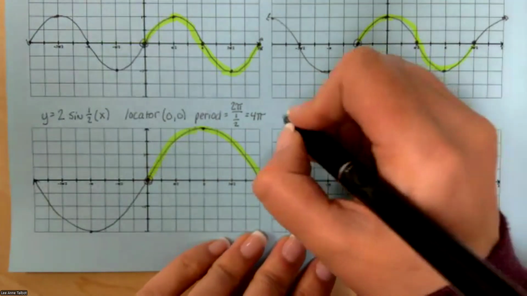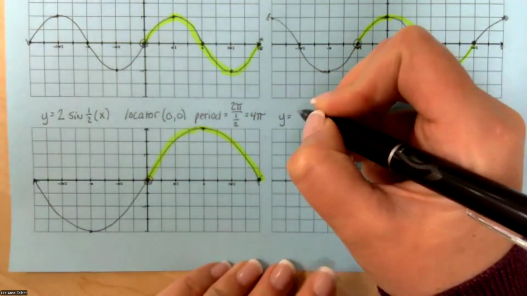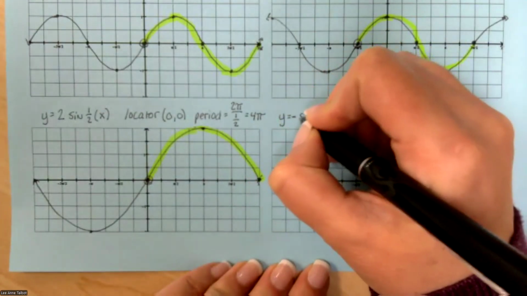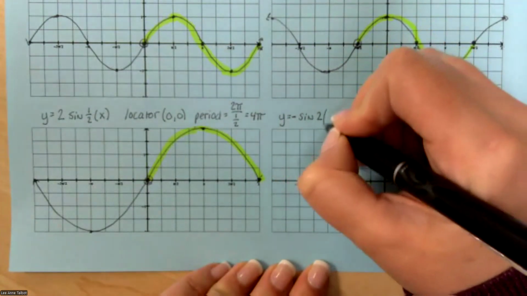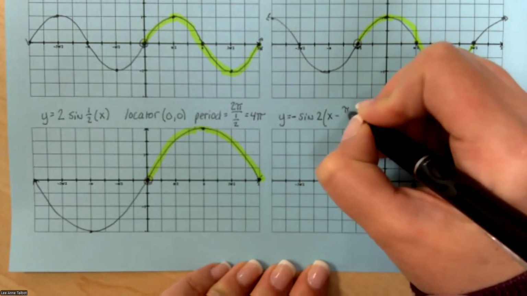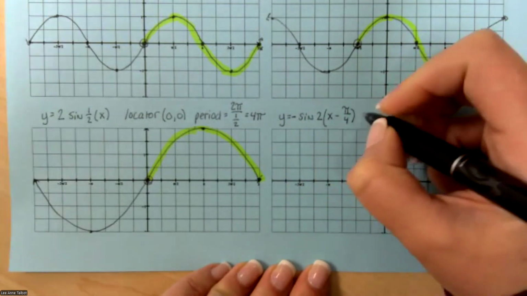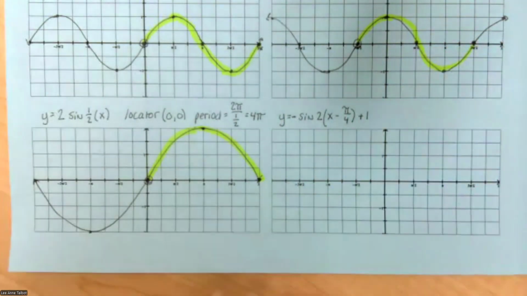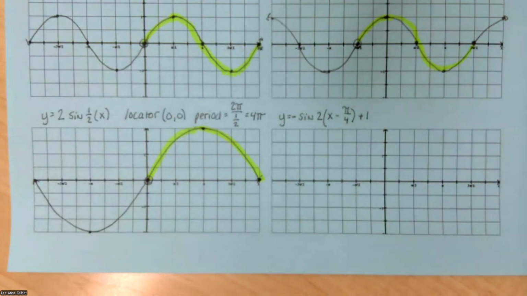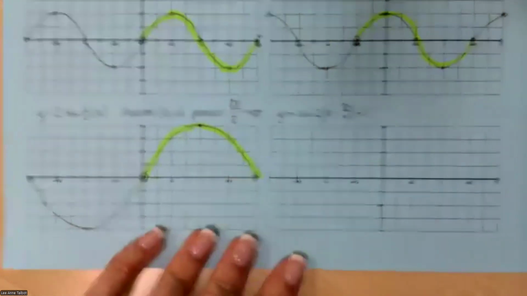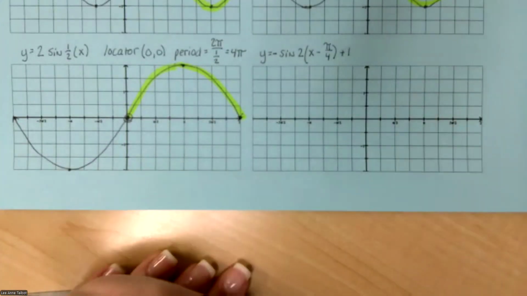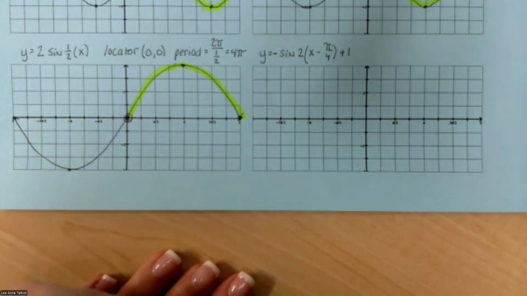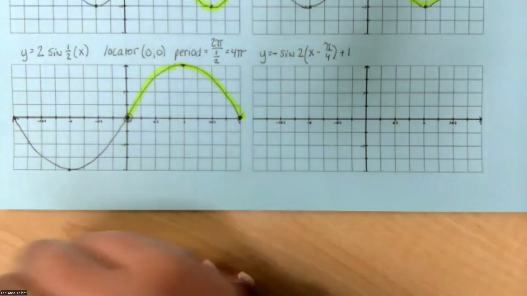Oh, okay. So last one, y equals negative sine 2 times x minus pi over 4, plus 1. As Mr. Guinan would say, I put the whole shebang in this one.